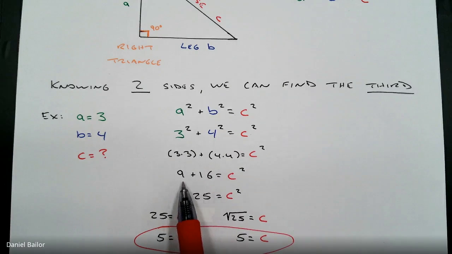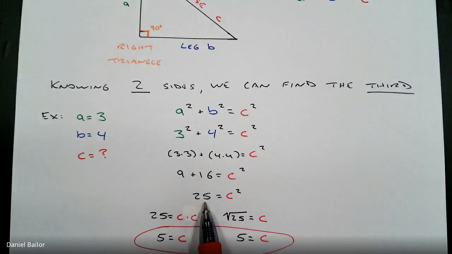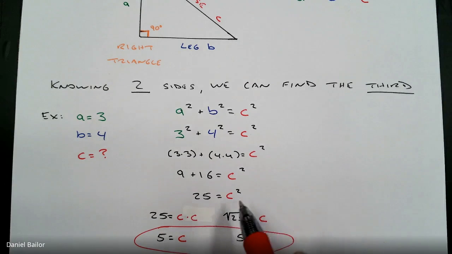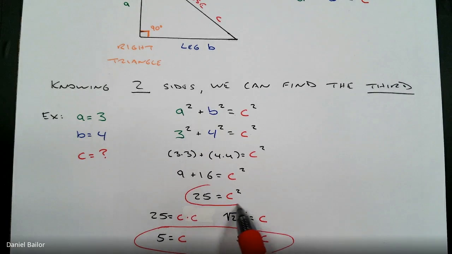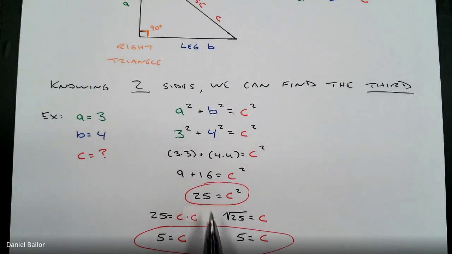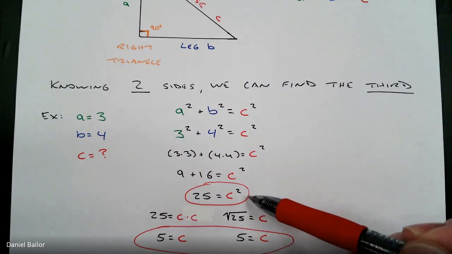After we get the 9 and 16, we add them together to make 25. So we know 25 equals C squared. Now there's two ways to finish writing this. You can say 25 equals C squared. You can stop right here if you want. This can work, except you can simplify this. If you stop here, that might be okay.